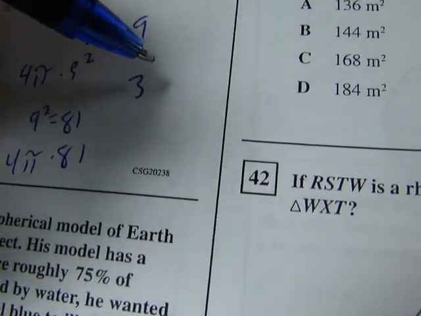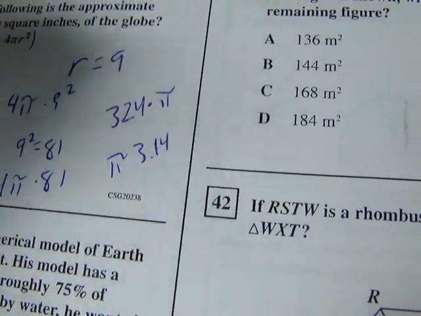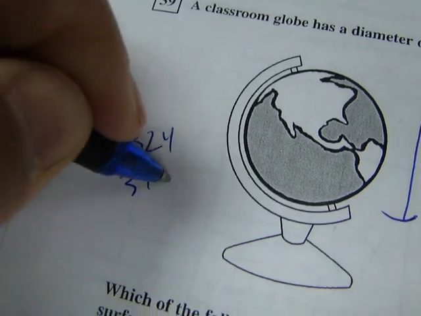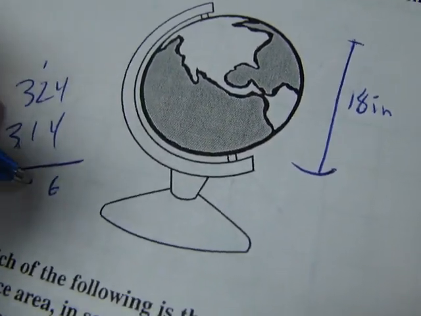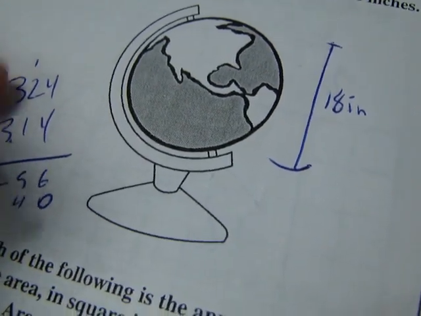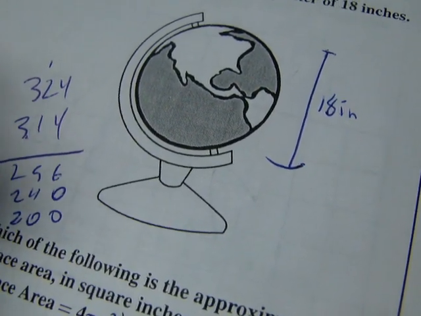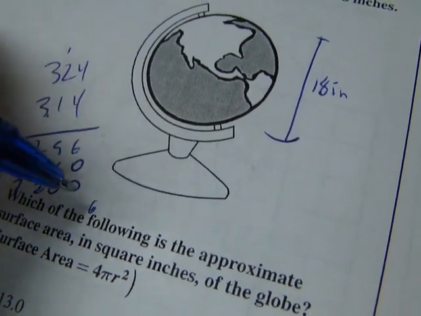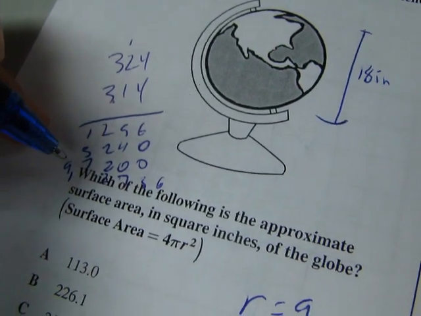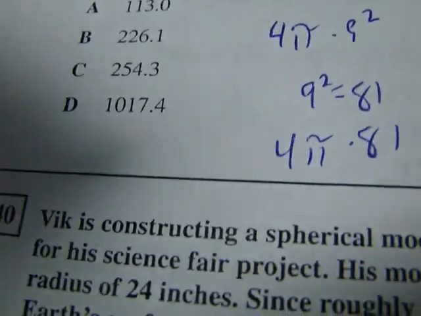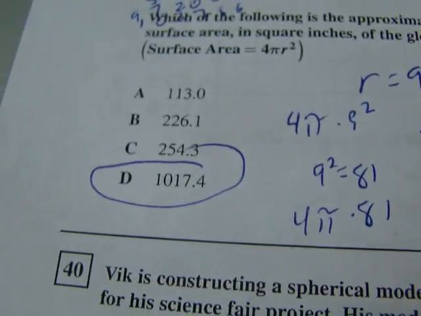So 4 times 81 is 324 times pi. And pi is 3.14. So what we've got is 324 times 3.14 for our answer, and there's a decimal there. So 4 times 4 is 16, 4 times 2 is 8, 4 times 3 is 12, and so on, carrying through the multiplication. So what we've got here is 1017.4. It's really the only reasonable answer. My answer wasn't exactly the same, but it's the only answer that fits what we've got here. So that's got to be the answer.